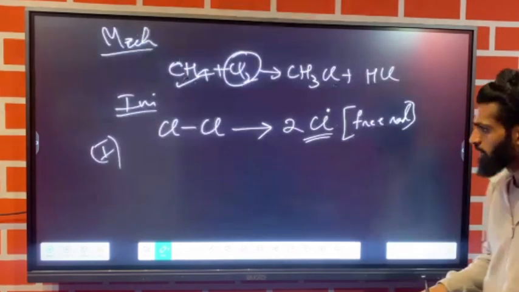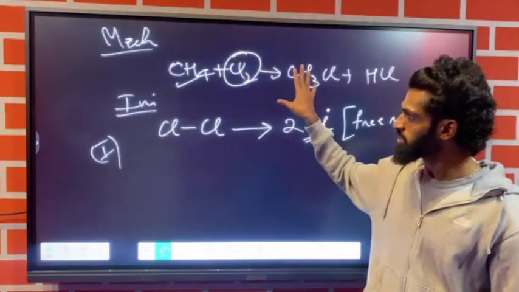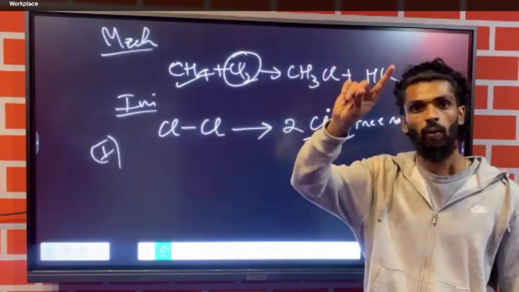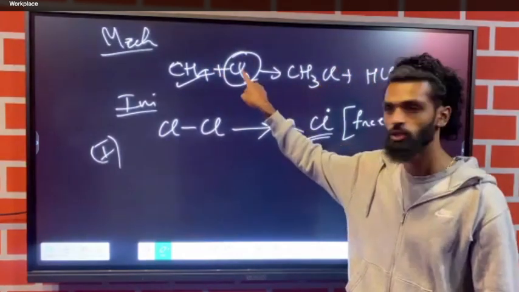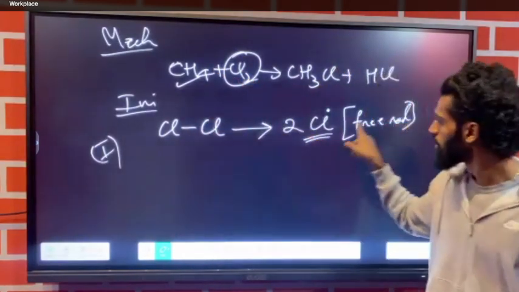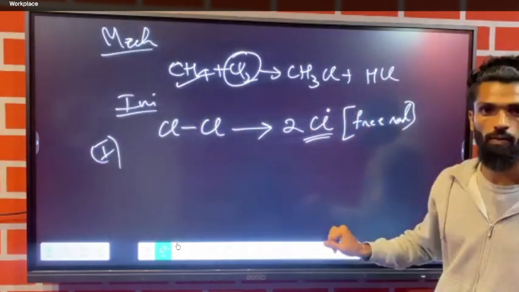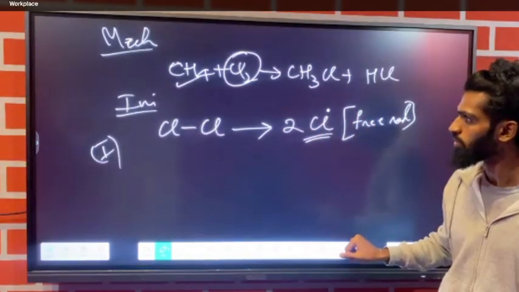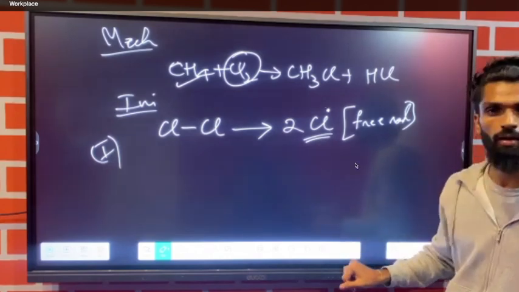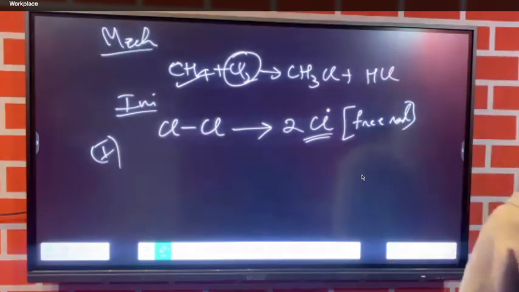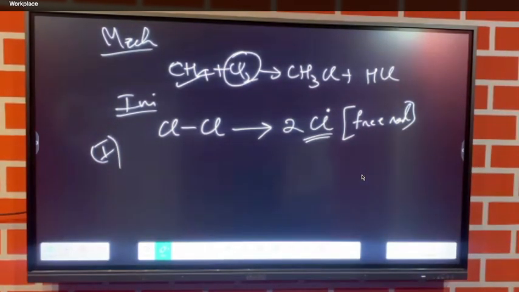I'll explain the whole step again. Step number one, two things. We start off with a question. Question says chlorination. What is the chlorination? Cl2 breaks down into two chlorine free radicals. Done.